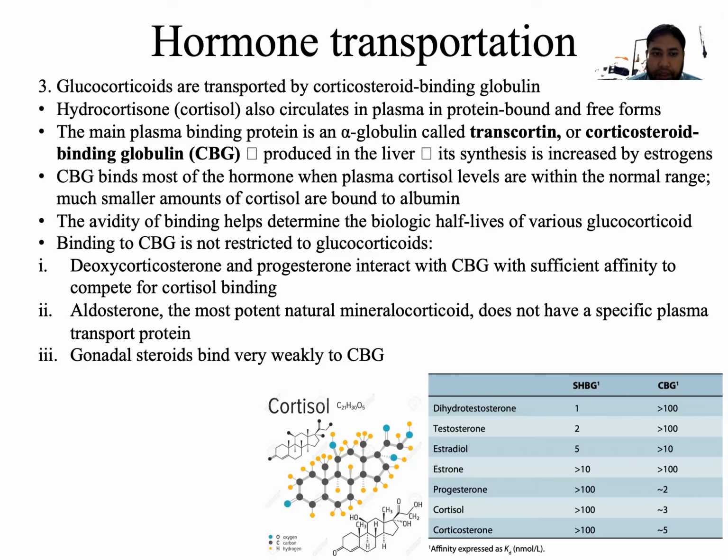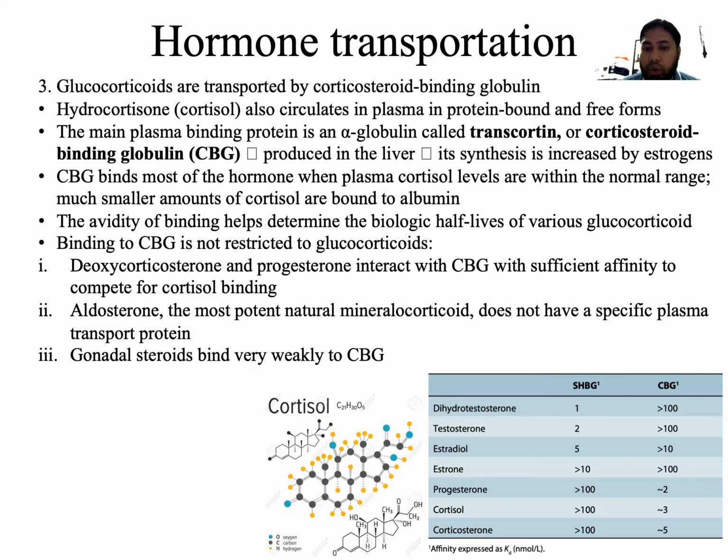Give you an example here, like number 1, the oxycorticosterone and progesterone interact with the CBG with sufficient affinity to compete for cortisol binding. Aldosterone, being produced in the form of mineralocorticoid, is known as the most potent natural mineralocorticoid. It doesn't have a specific plasma transport protein. Gonadal steroids bind very weakly to the CBG because they bind very strongly to the SHBG.